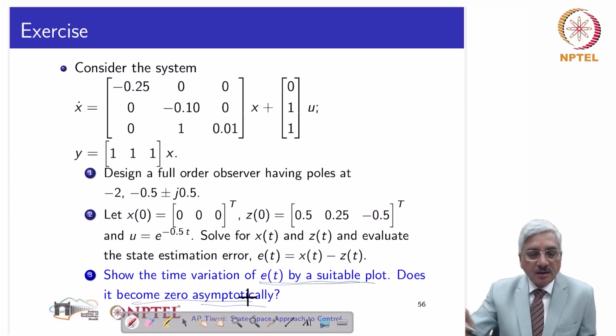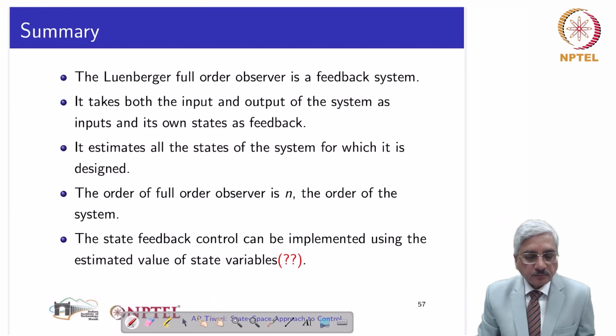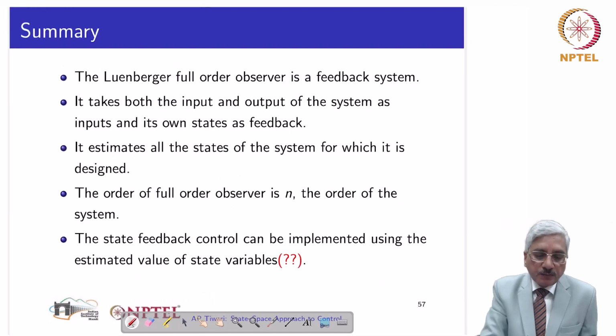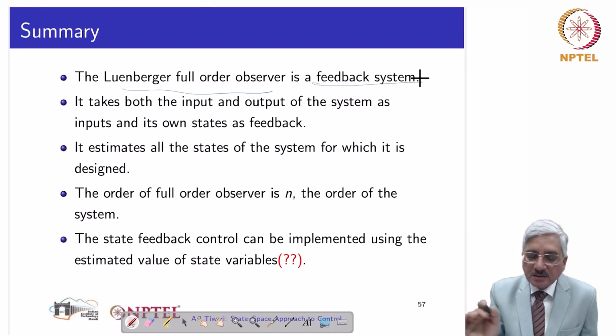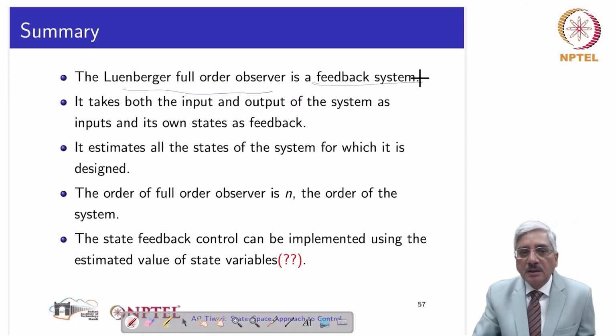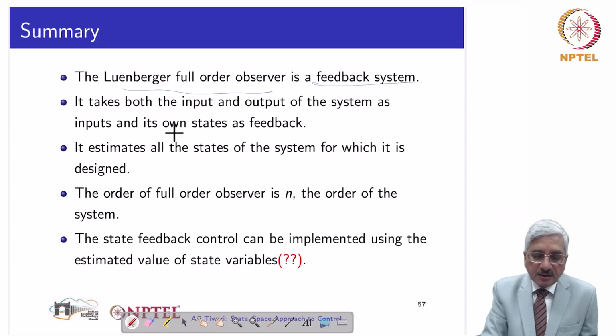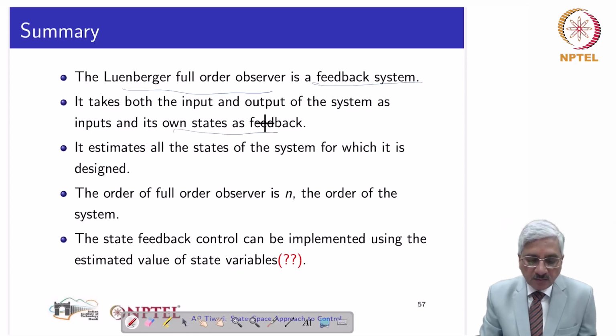You will get that. Now let us summarize. The Luenberger full order observer is a feedback system because it took the output of the system, input of the system, and its states for the feedback as written here. It estimates all the states of the system for which it is designed. So it generates z which corresponds to x.